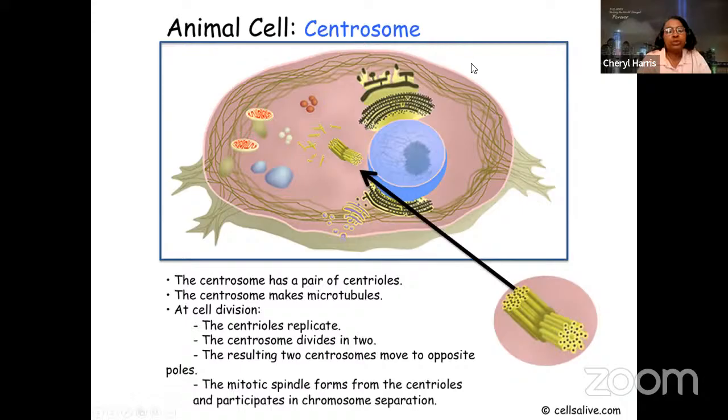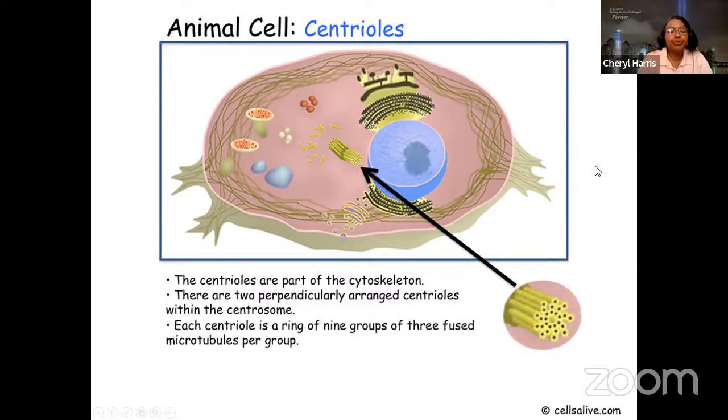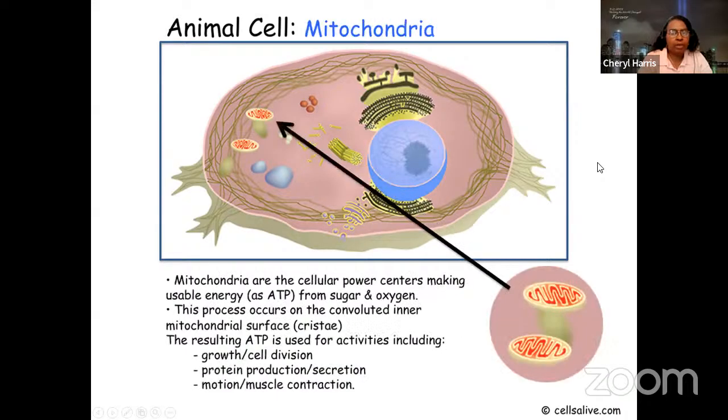All right, centrosome. There's no skeleton in a cell, but they do have some microtubules that give it some type of structure. Okay, and we'll talk about centrioles again when we talk about cell division. But basically, you need to know that there's some type of skeletal structure of sorts.